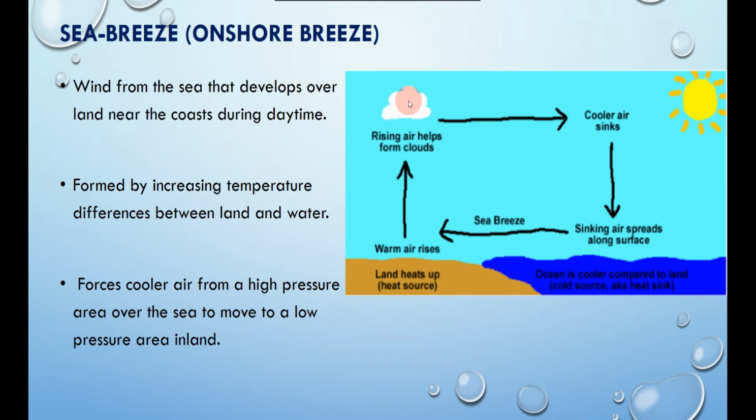And through the process of convection current, nagsisirculate lang yung warm air natin patungo dito. And yung cooler air naman natin tinutulak papunta dito. Yan, patuloy lang yung process niya. Tuloy-tuloy lang yung process niya. Kaya nagkaroon ng sea breeze.